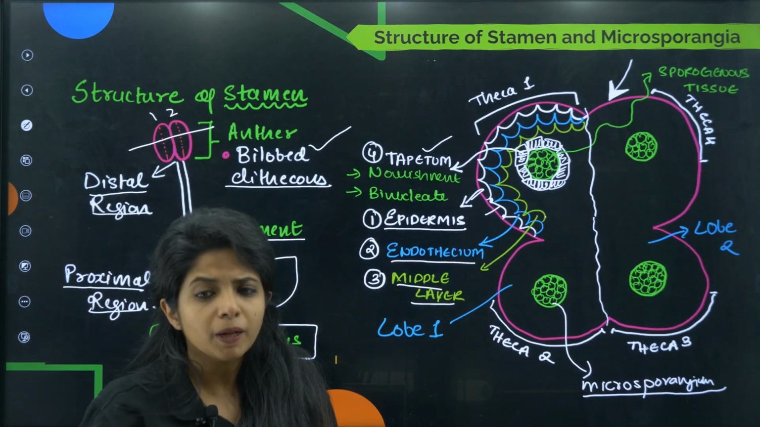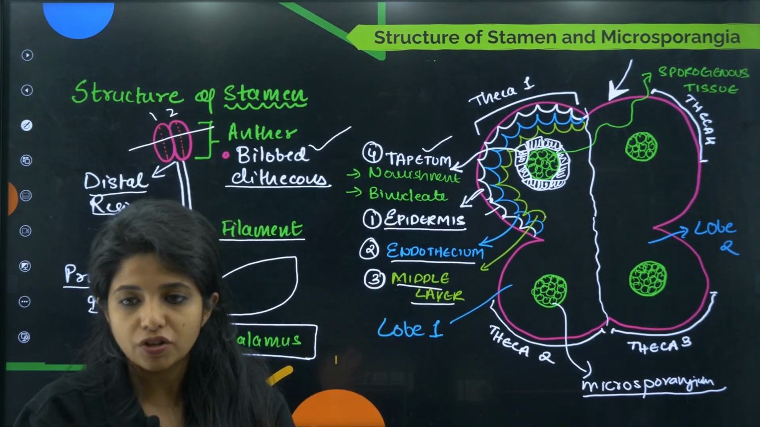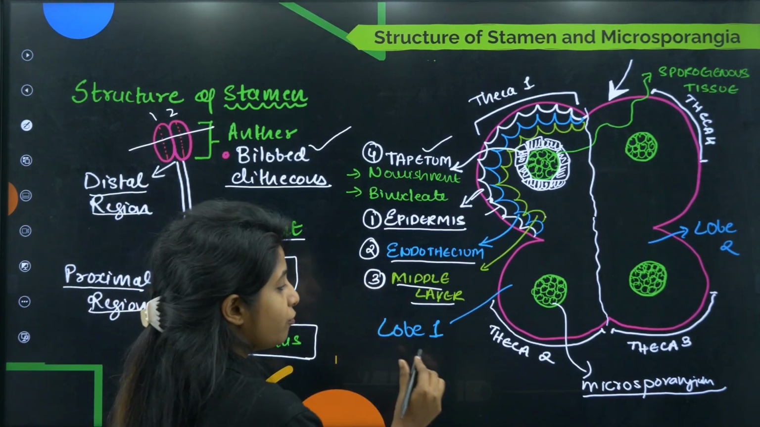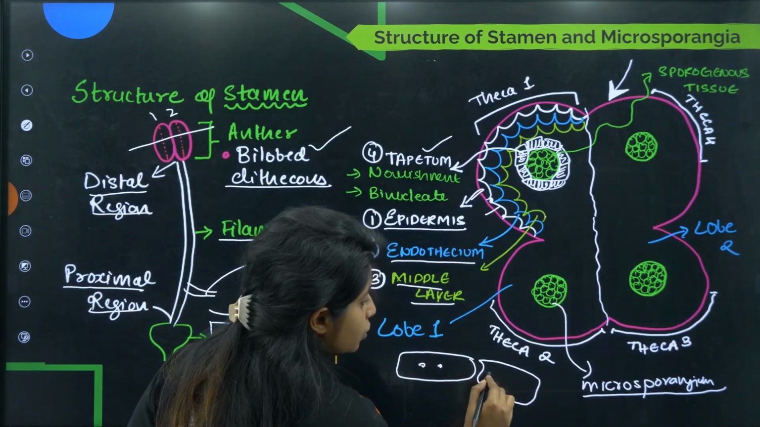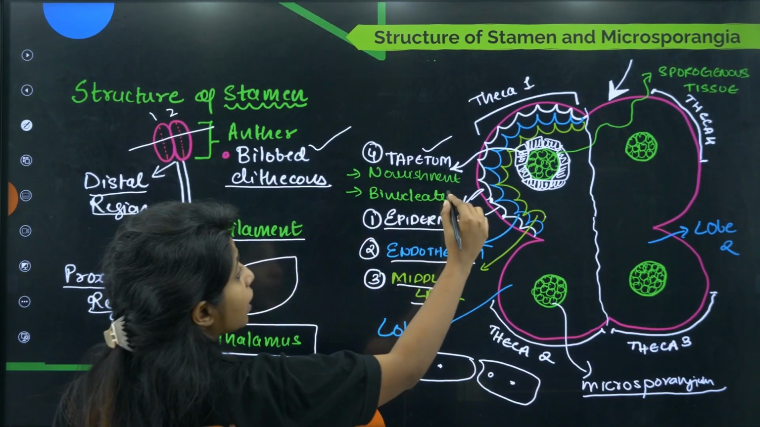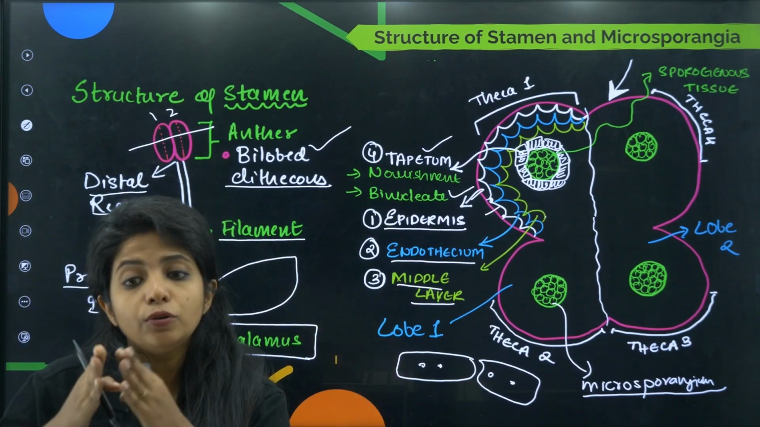What is the use of the tapetum? It provides nourishment to the microsporangium. I'll tell you one more feature about it: if you see its cell, it has 2 nuclei, which is why I call it binucleate. Basically, its nucleus divided, but it didn't divide into 2 cells.